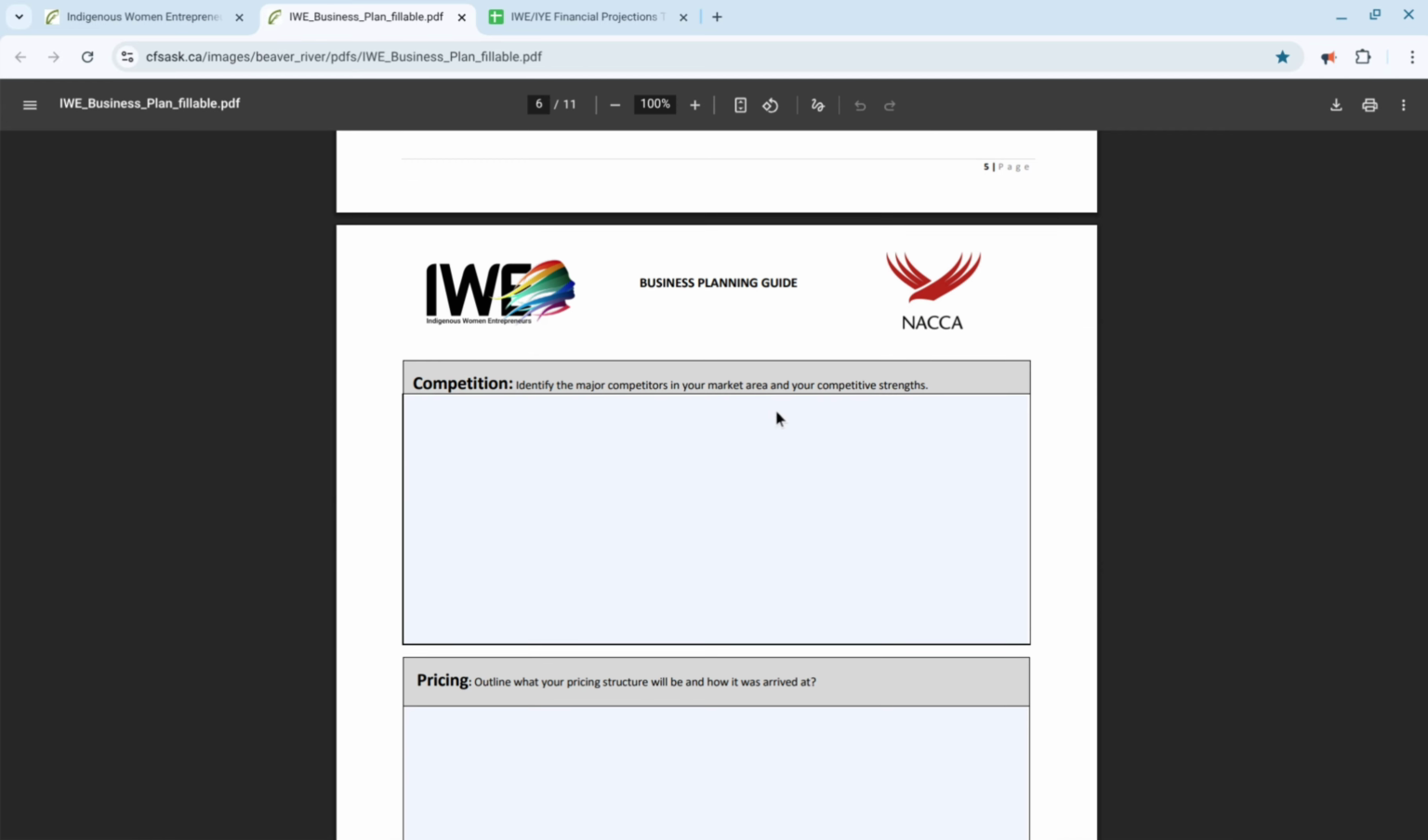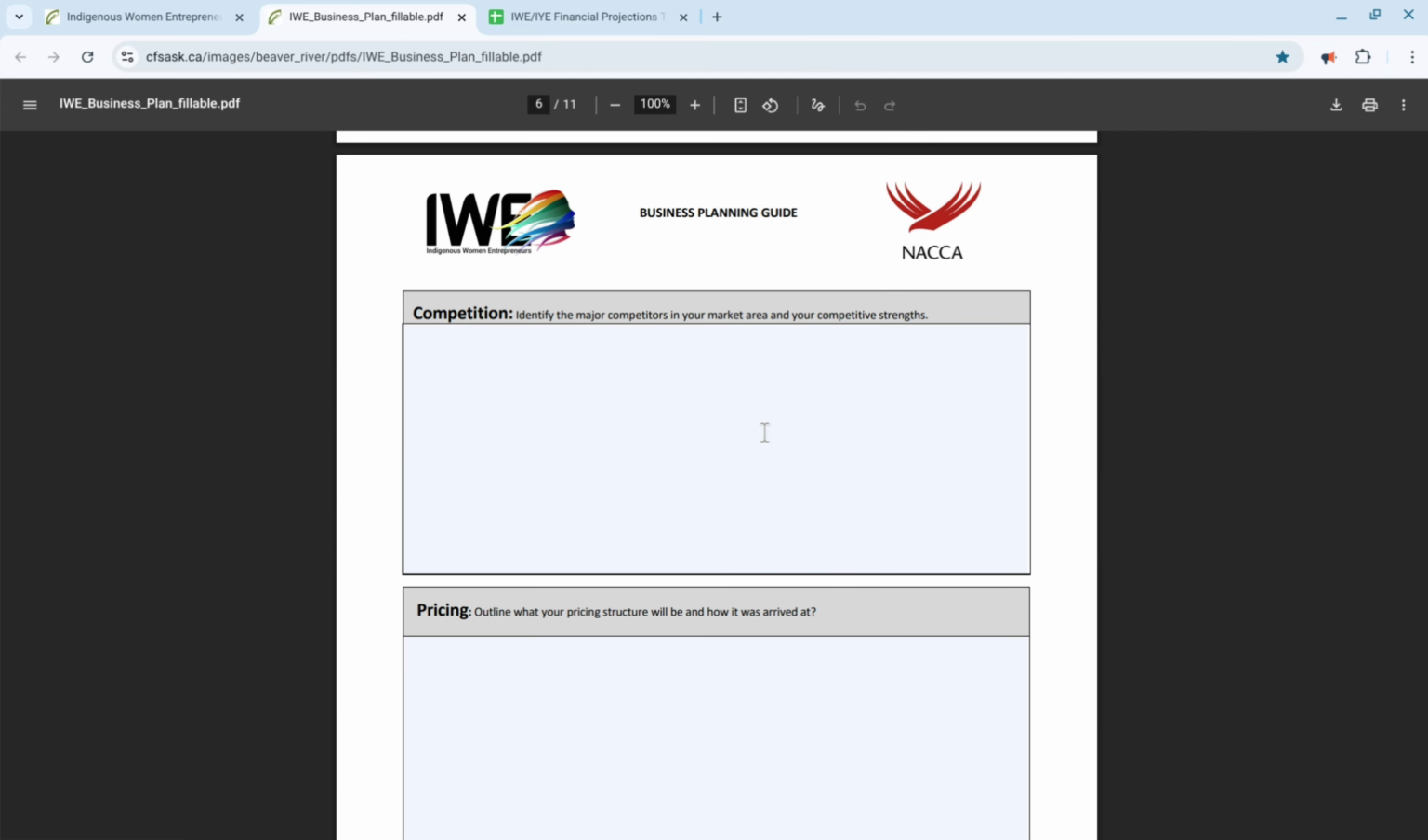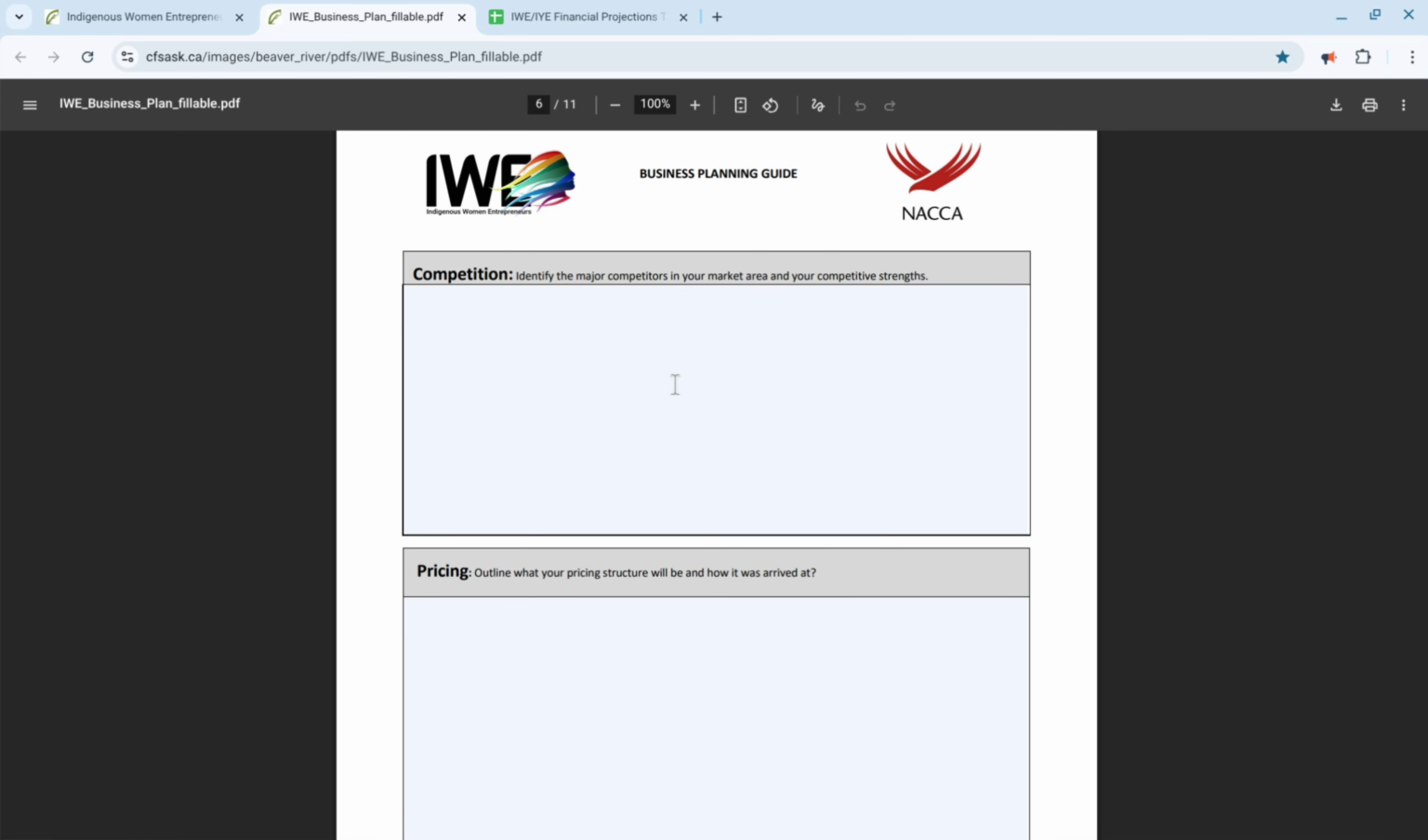So now on to page 6 here. This section mentions competition. It says, identify the major competition in your market area and your competitive strengths. This depends on the industry and what you're providing. But if you are a massage therapist, the example I mentioned before, then the competitors in your market would be those other massage therapists working in your town, in your city, on your reserve, in your rural municipality, or wherever that may be. So you can identify those as a competition and just mention what your strengths are.